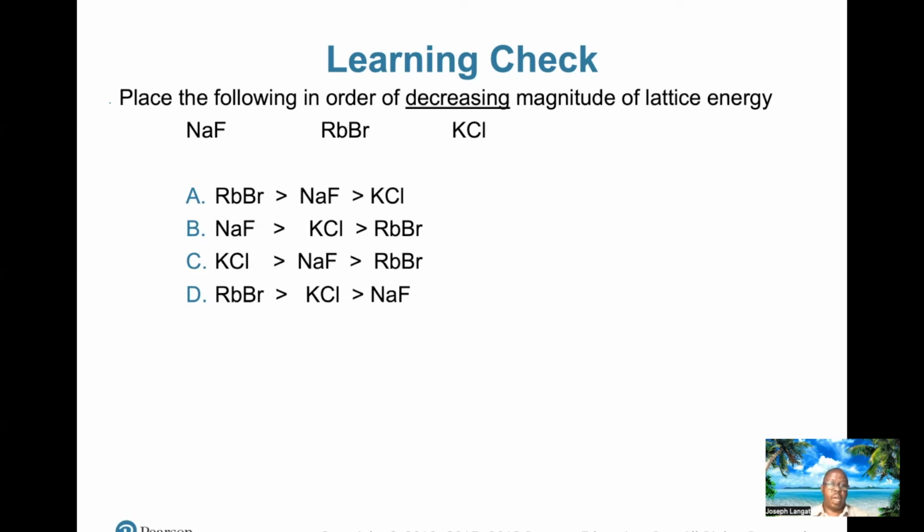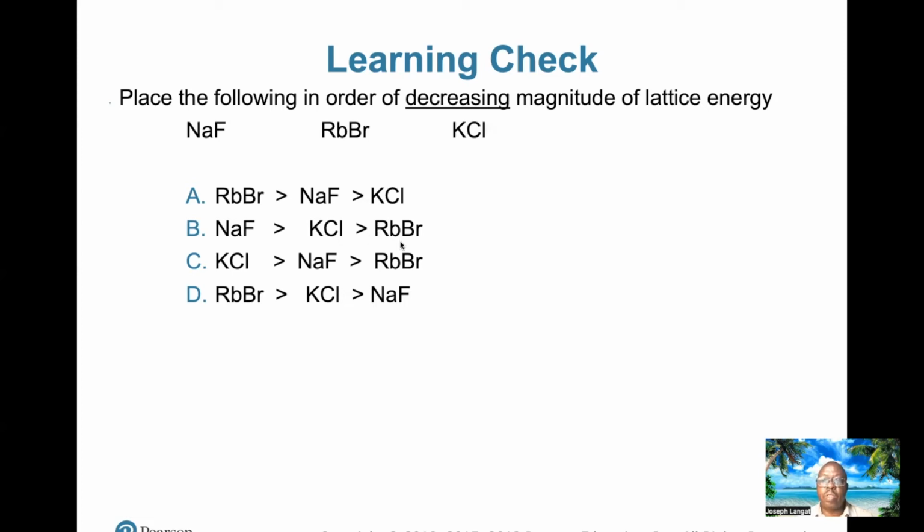Potassium bromide, chloride, should have less energy. So in other words, sodium fluoride should have greater energy than potassium chloride. And the correct answer is B, sodium fluoride is greater than potassium chloride, which is greater than rubidium bromide.